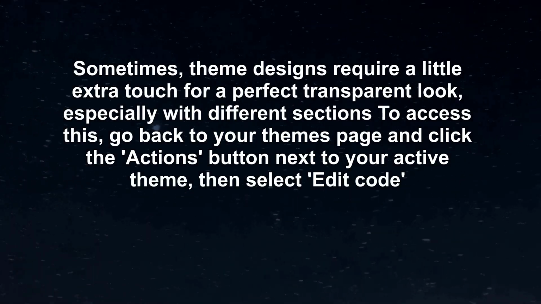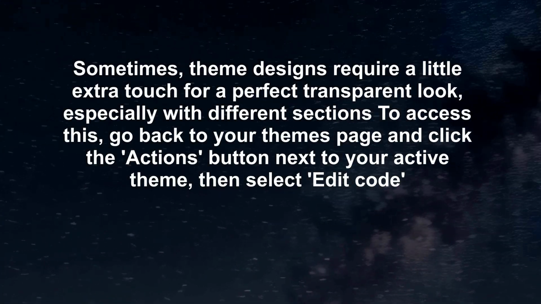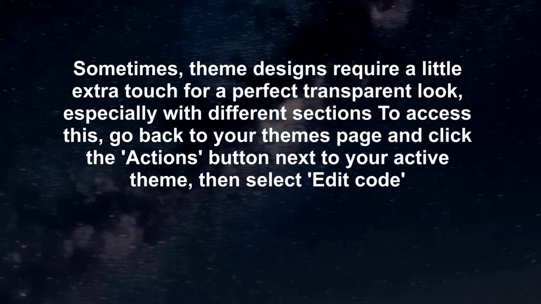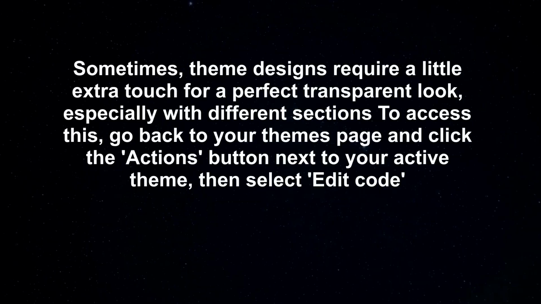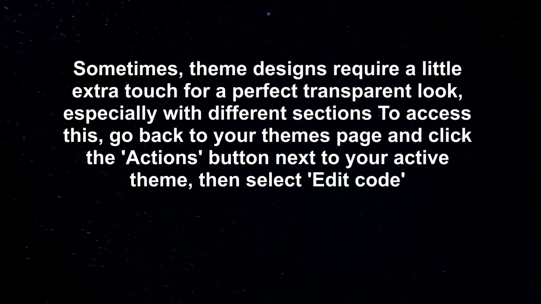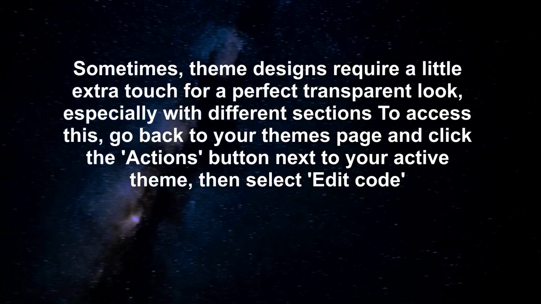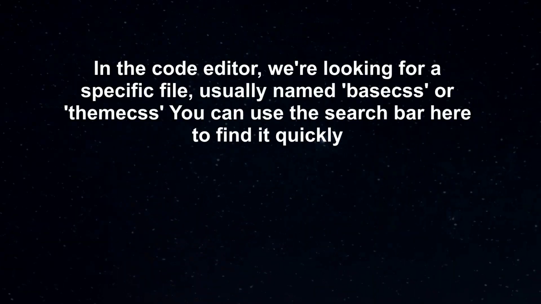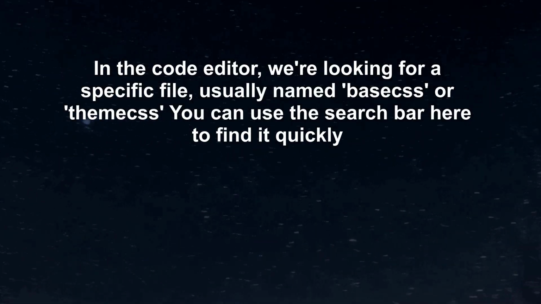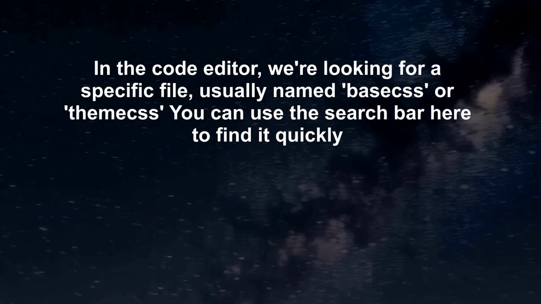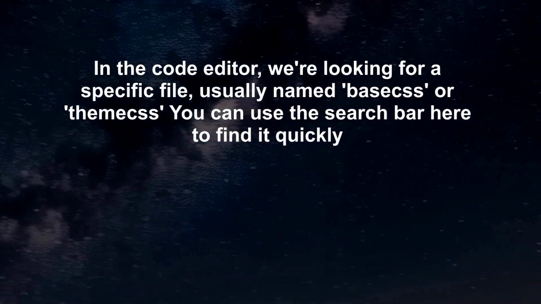Sometimes, theme designs require a little extra touch for a perfect transparent look, especially with different sections. To access this, go back to your themes page and click the Actions button next to your active theme. Then select Edit Code. In the code editor, we're looking for a specific file, usually named base.css or theme.css. You can use the search bar here to find it quickly.